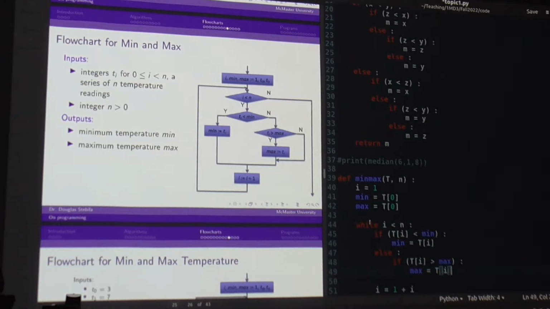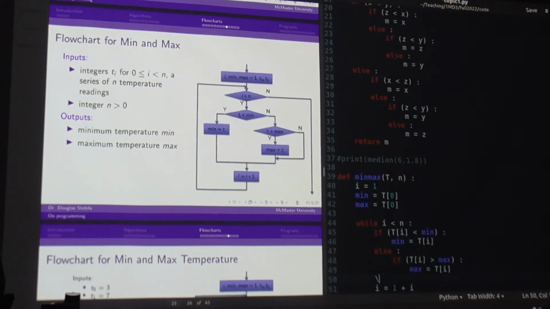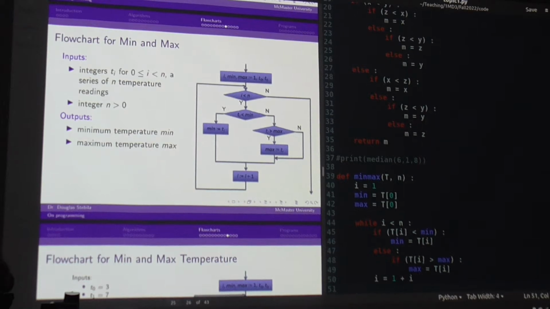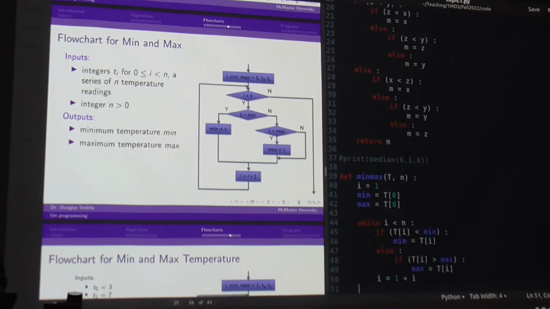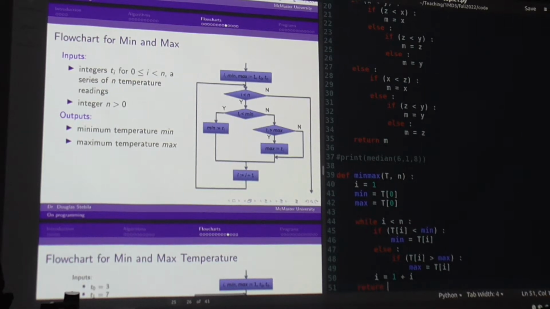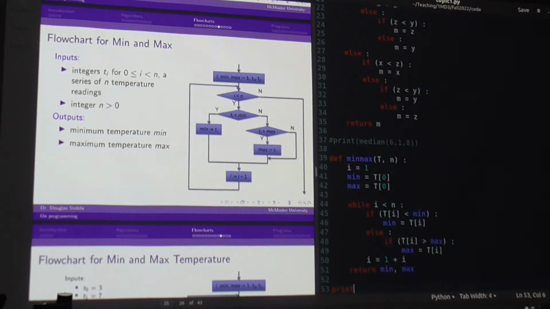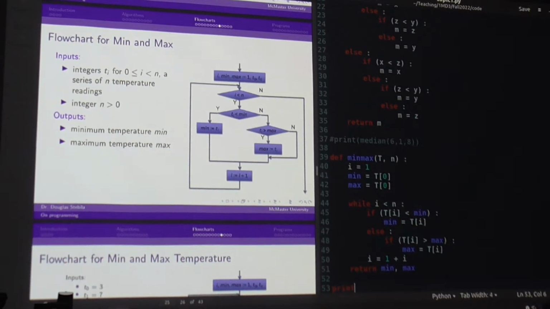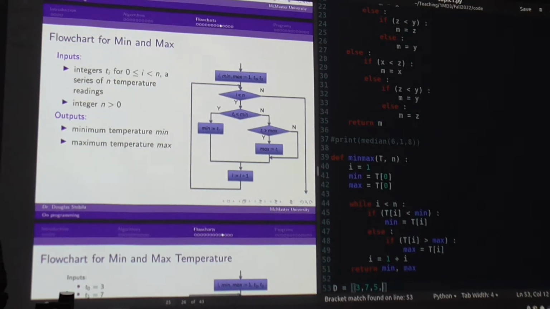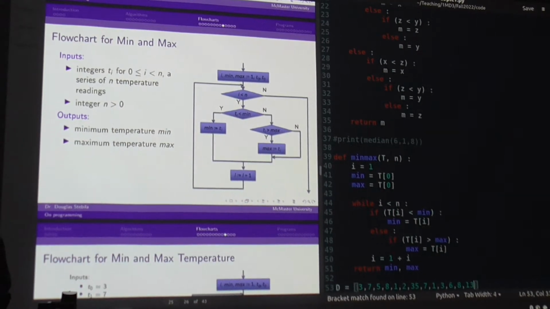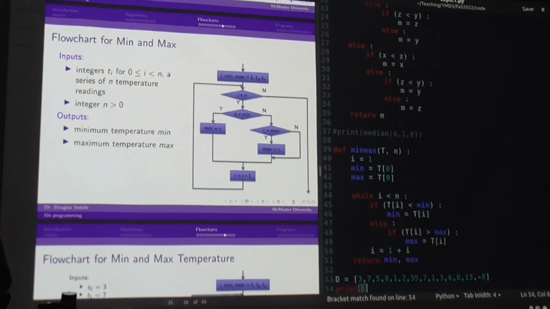So there we go. And then, of course, what are we outputting in this case? Minimum and maximum. So return minimum, maximum. Now, I'm going to assign a data structure, let's say D, and make it a list. It's going to be a series of numbers.